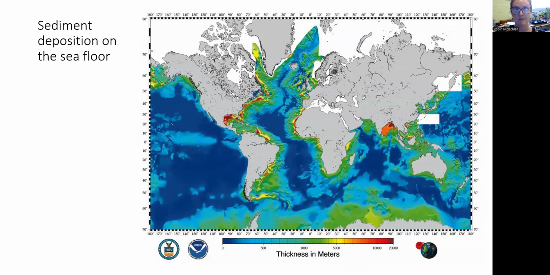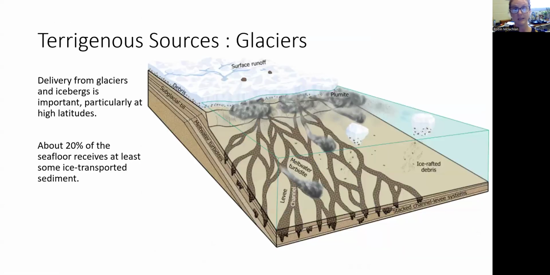Terrigenous sediment, meaning sediment coming from land, doesn't just have to be transported by river, though. It can also come down through glaciers. So delivery from glaciers and icebergs is also important, especially at high latitudes. And if you look at how much of the seafloor contains sediment that was ice transported at one time, it's about 20% of the entire seafloor.